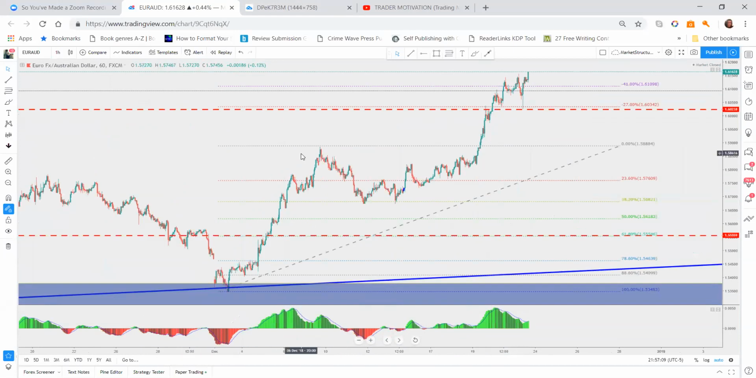Question: how would you be able to distinguish a breakout and a flag? A breakout is an engulfing candle, a big candle like that. You see that? Instead of little tiny candles like this. Let's see.